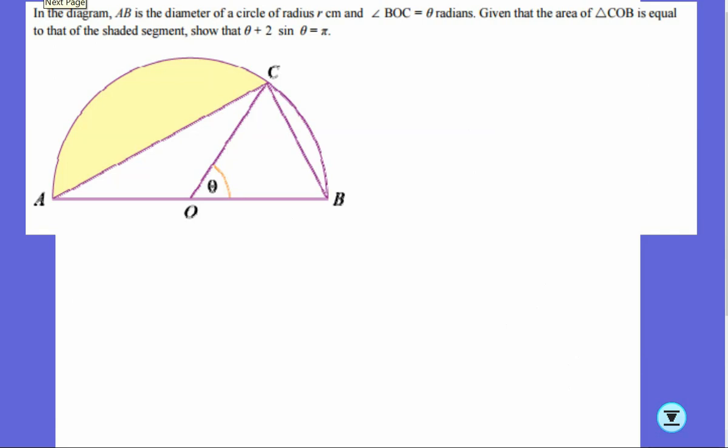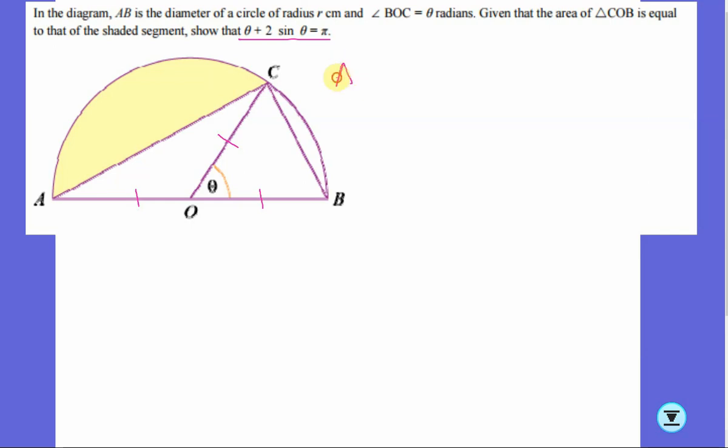Okay, here's another show that question. This one is far more difficult, so if you can understand this, you're not going to have any problems at all with this radians topic. So we have a diameter, so that's a radius, and that's the same length as well. We know the area of this triangle COB is equal to the area of the shaded segment, and we just have to show that. Okay, so let's write a few things down.